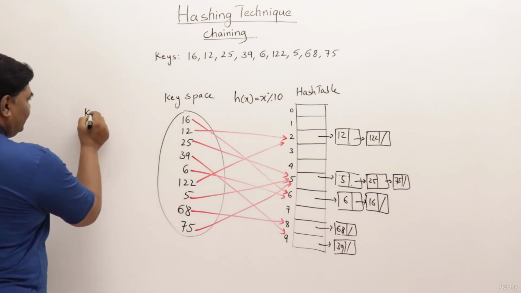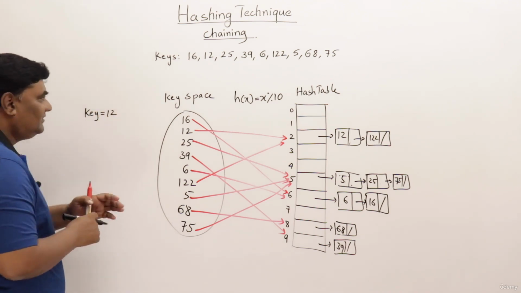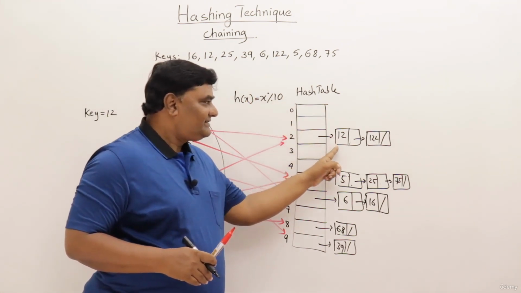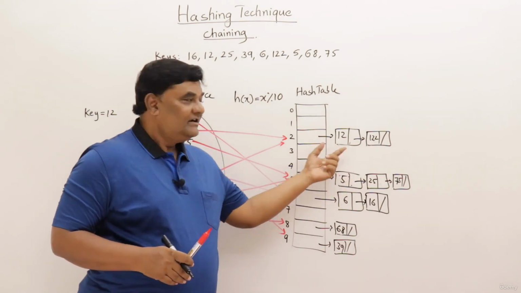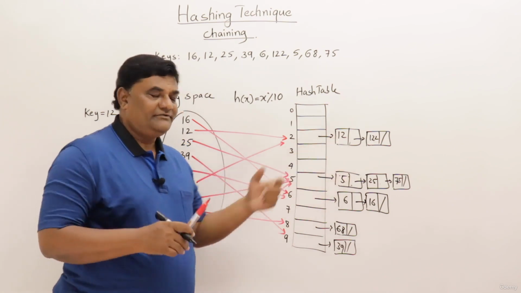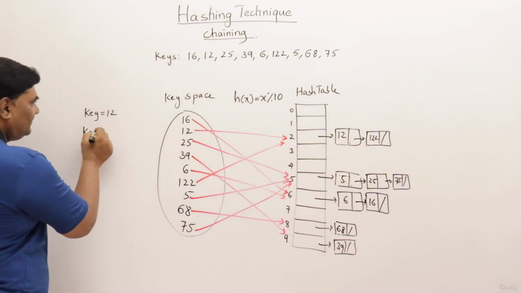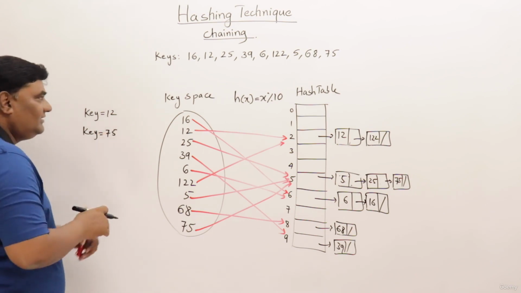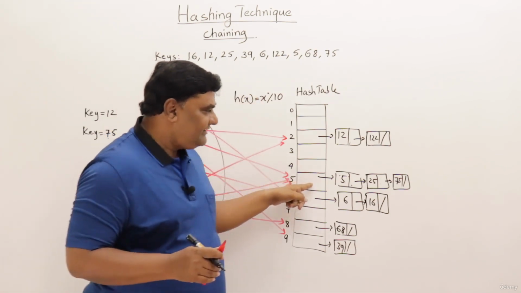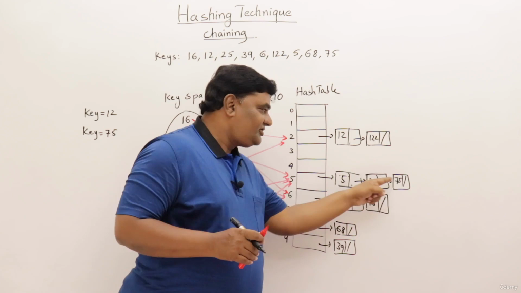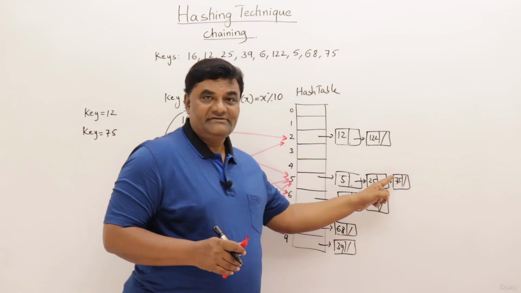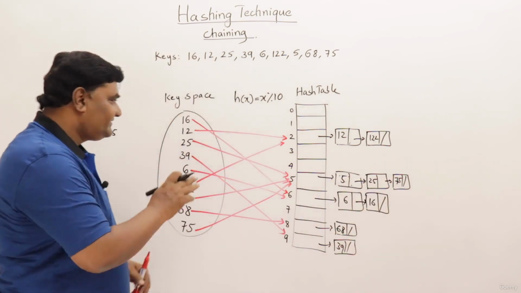I want to search for the key 12. Use the hash function. 12 mod 10 is 2. Go to index 2 and search in this linked list, in this chain. So yes, 12 is found in just one comparison. Search is successful. I want to search for the key 75. Take this hash function. The hash function will give the index 5. Go to index 5 and search for 75 in this chain. Is it 75? No. Is it 75? No. Is it 75? Yes. Found. So search is successful.